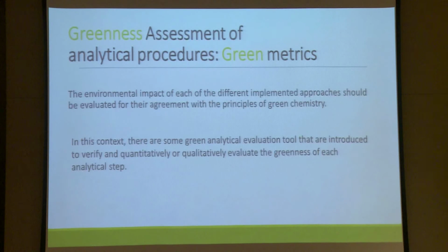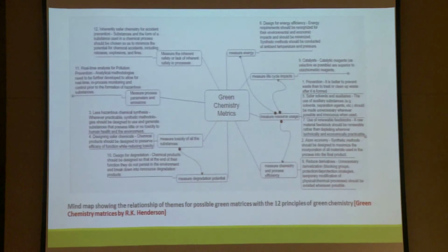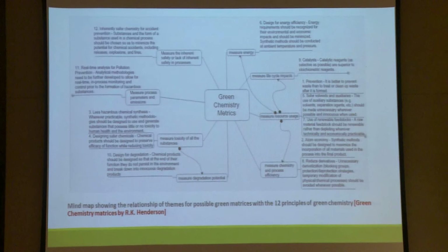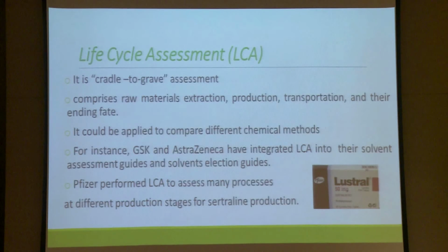From this perspective, we have several analytical tools to measure the greenness, either qualitative or quantitative. And these green analytical chemistry metrics, or greenness tools, should provide us with measurement that covers the 12 principles we talked about: the energy, the waste, the contamination, the reagents. We'll have some of these tools, let me just tell you some of them.